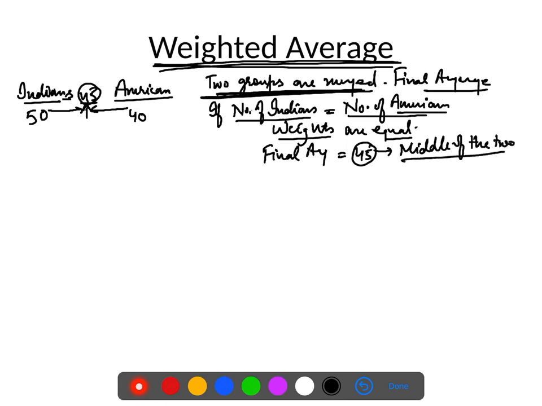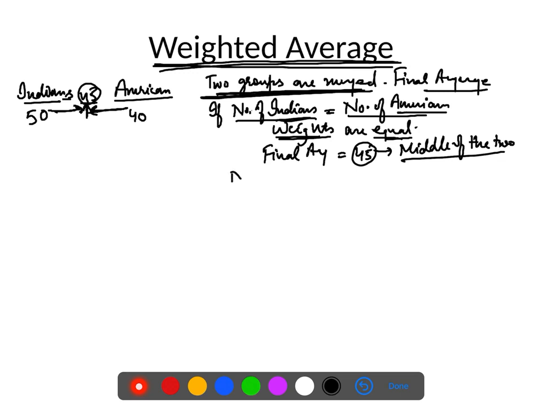So just imagine there is a weighing pan. If the weights are the same on both the pans, the final needle will be exactly in the middle. So if the weights are equal on both sides here, the final average will be the exact midpoint of the two values.